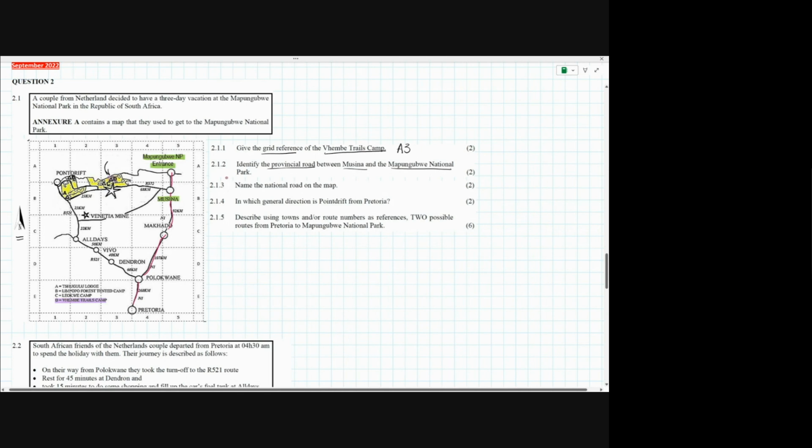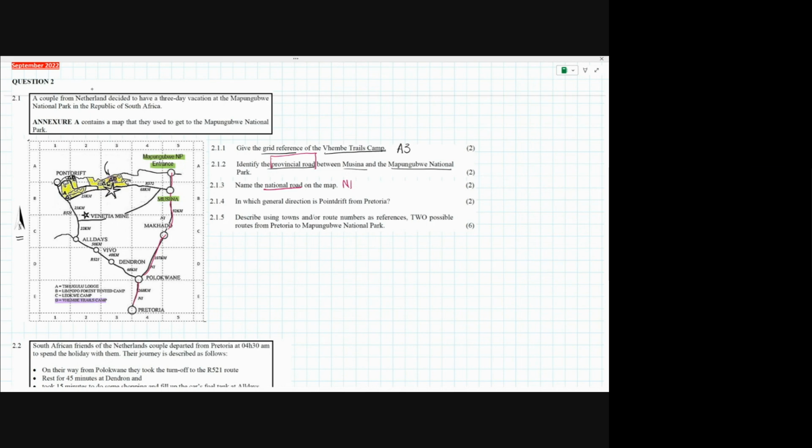So what is that national road? Who can tell me? And I actually said it earlier. It's the N1. Good. Okay. It would also help if I read the question here. Provincial road. Here, name the national road. I don't know if my brain did that. So N1, absolutely.